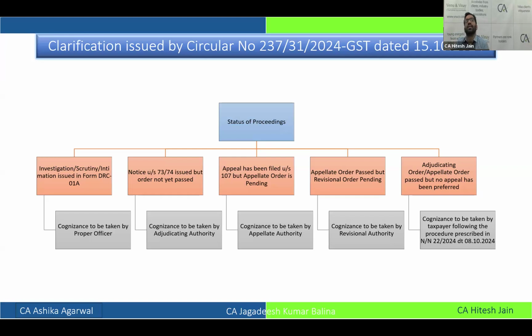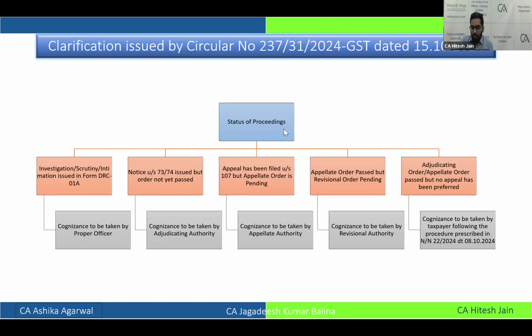And in the last scenario, they clarified that in case an adjudication order or appellate order has been passed but no appeal has been preferred, then you need to follow the procedure as prescribed in notification number 22/2024, which means action at the taxpayer's end will be needed only in one case, which is appellate order or adjudication order passed but no appeal preferred to a higher authority. In all other cases, be it intimation, scrutiny, or investigation, be it adjudication notice issued but order not passed, be it appellate order not passed, be it revisional order not passed, cognizance shall be taken at the department's end by different authorities stage per se.